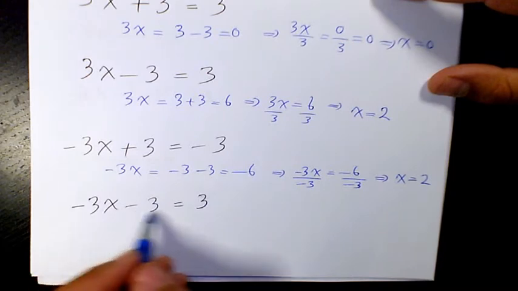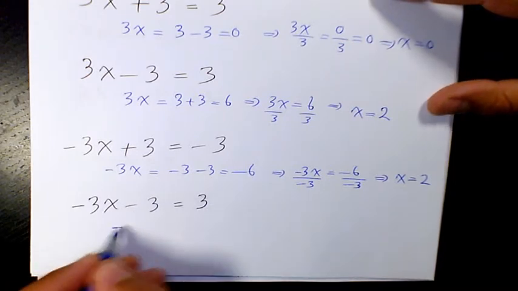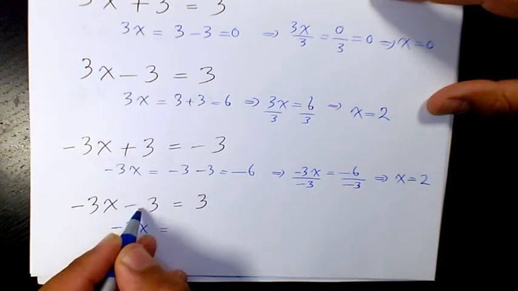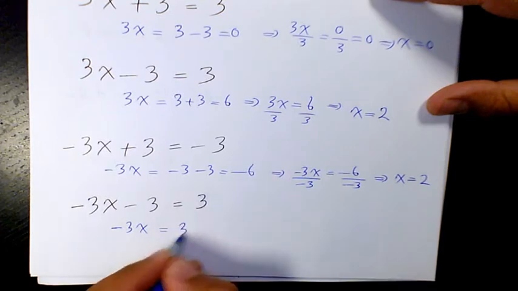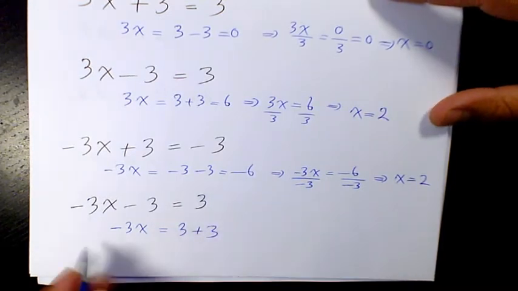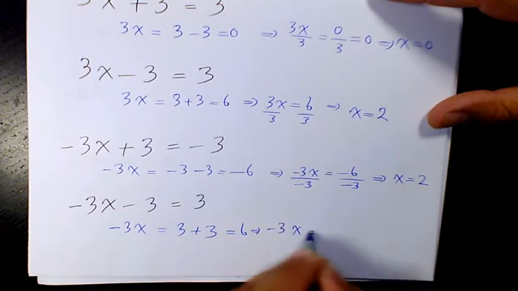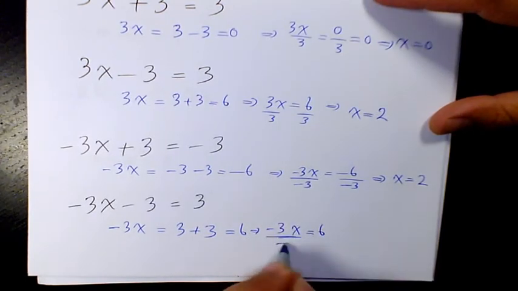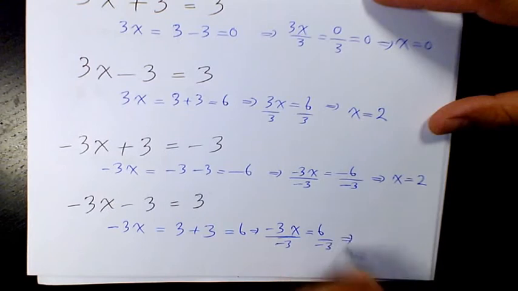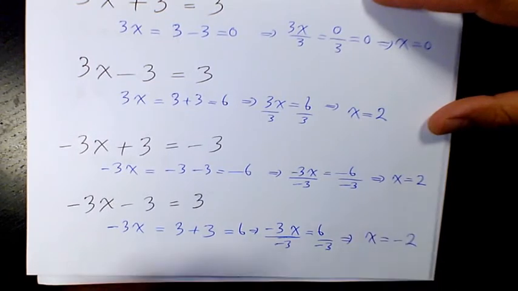Negative 3x minus 3 equals 3. So we have negative 3x in here. And I move negative 3 to the other side. It's going to be 3 plus 3. So that's going to be 6. So negative 3x equals 6. Divide both sides by negative 3. So we have x equals negative 2.